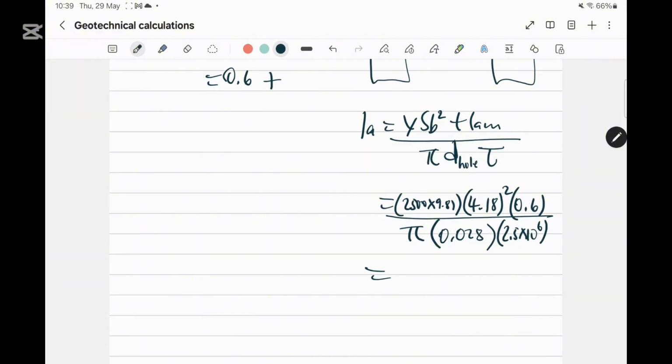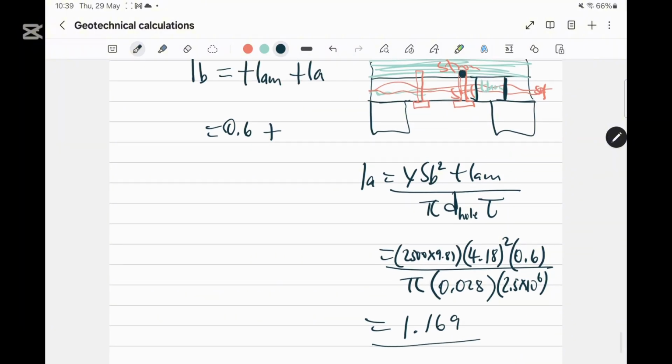Then we get our LA: 2.5 times 9.81, 4.18 squared, 0.6 over pi, 0.028, 2.5 times 10 to the power of 6. So we're getting 1.169. Then that number plus 0.6. So we're getting almost 1.8, 1.7. So it's 1.8 meters for the bolt length.